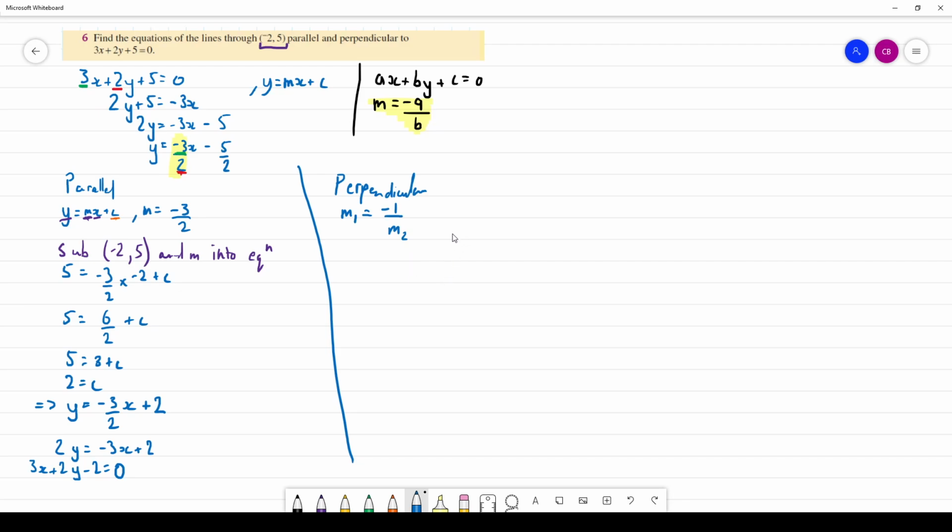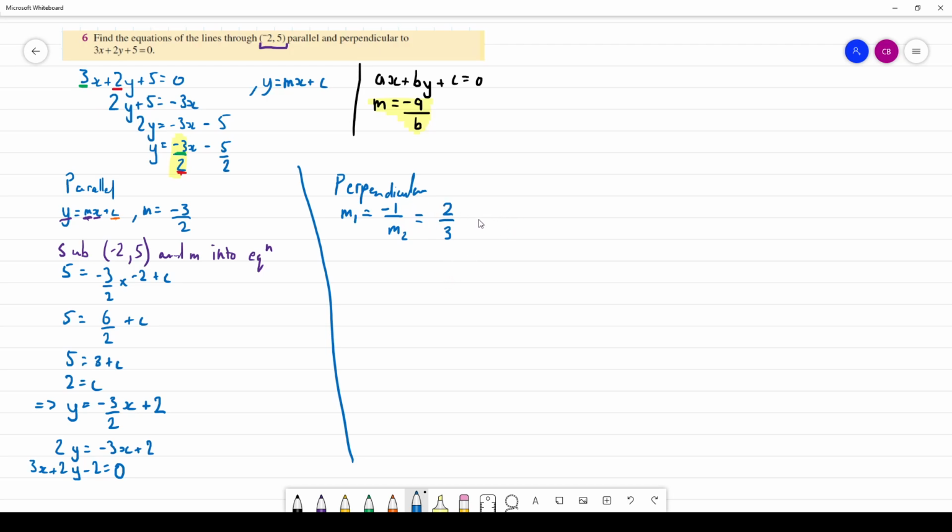One way we can think about that is, first of all, our gradient will be negative, and if it's a fraction, we can flip it. We can switch the positions of the numerator and denominator. So for our original gradient, it was negative 3 on 2. So if we flip that, we'll have 2 on 3. And this was negative, but we want it to be negative again. So 2 negatives will make a positive. So gradient now is 2 on 3 for our perpendicular linear equation.